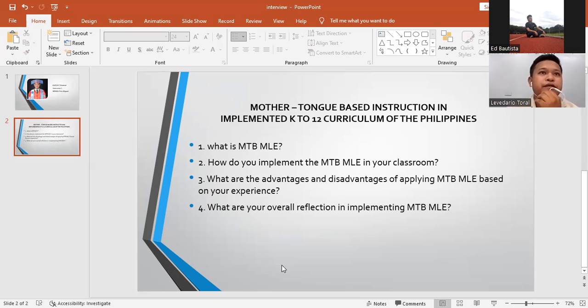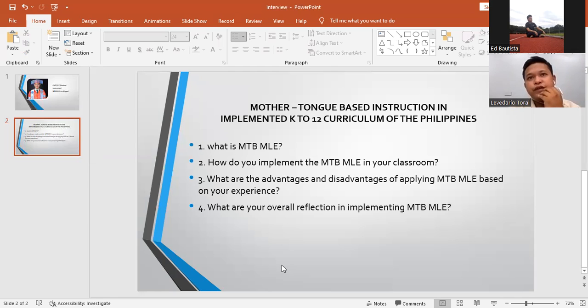So how do we implement the MTB MLE in our classroom? As a teacher, I implement MTB MLE based on the content standards and competencies set forth by the Department of Education. This means that the content that we deliver to the children is based on the national curriculum standard. But at the classroom level, I make some adjustments to the dialect that I use with the children because not all children can understand the Sinugbuanong Bisaya. So I have to translate it to their local dialect. I also find it problematic because the local language of my locality is different from the one being used in the learning materials.